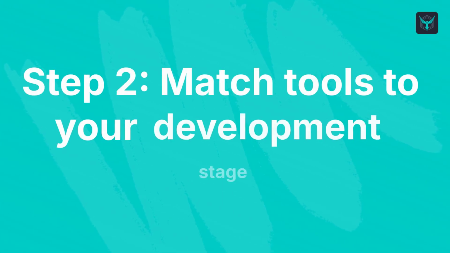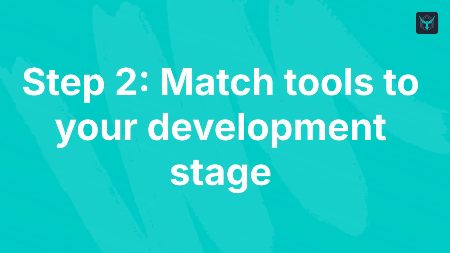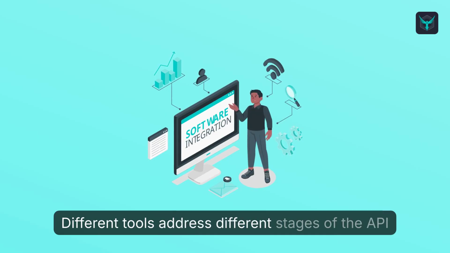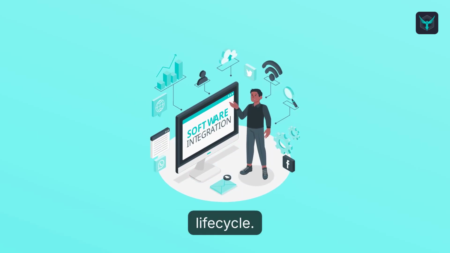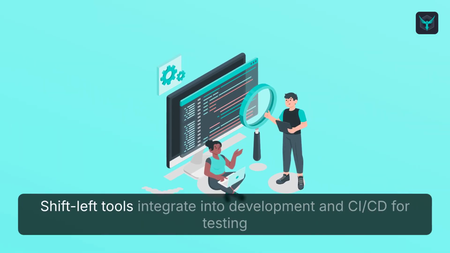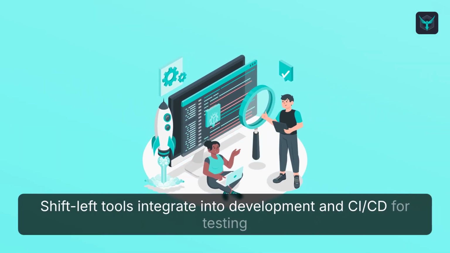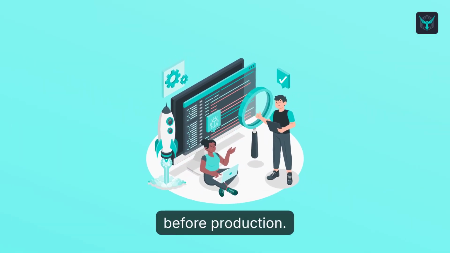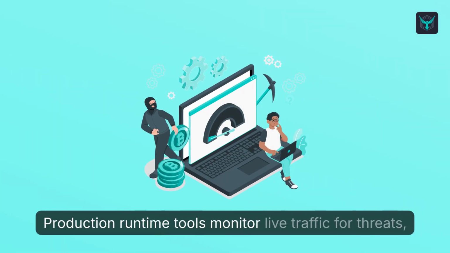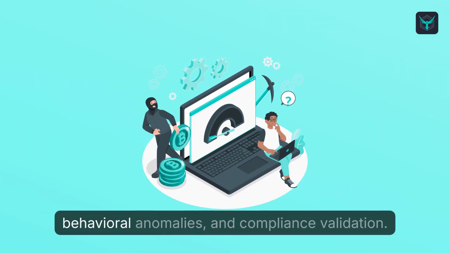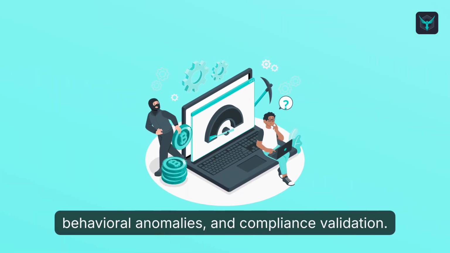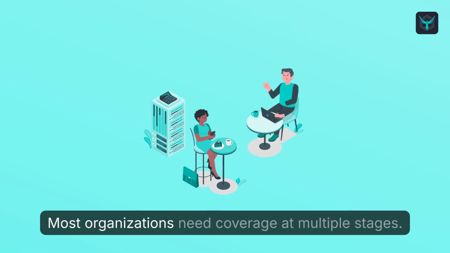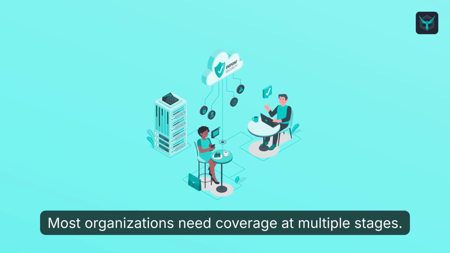Step 2. Match tools to your development stage. Different tools address different stages of the API lifecycle. Shift left tools integrate into development and CI/CD for testing before production. Production runtime tools monitor live traffic for threats, behavioral anomalies, and compliance validation. Most organizations need coverage at multiple stages.